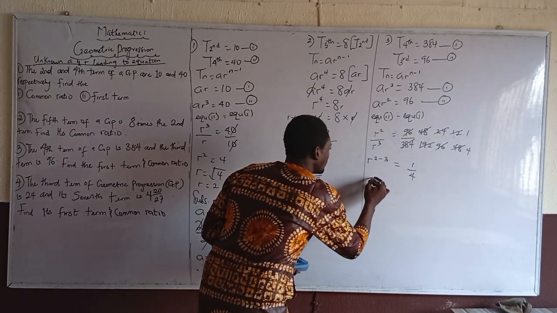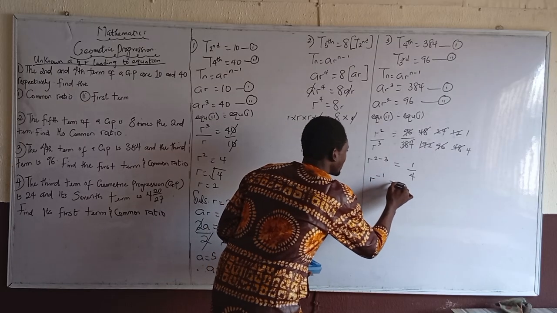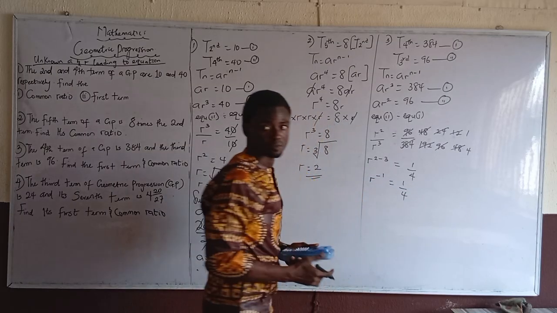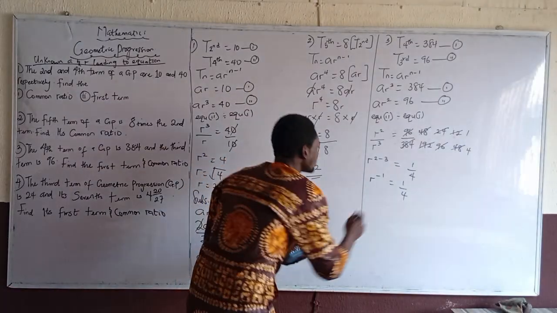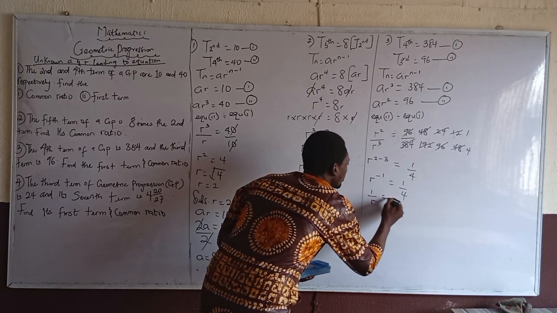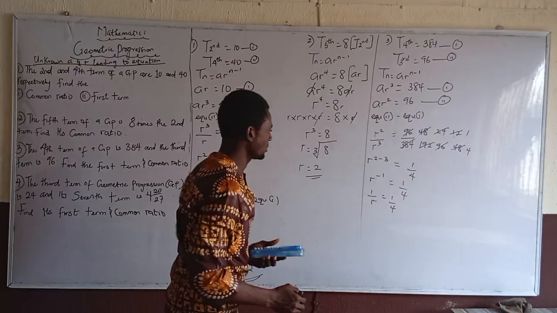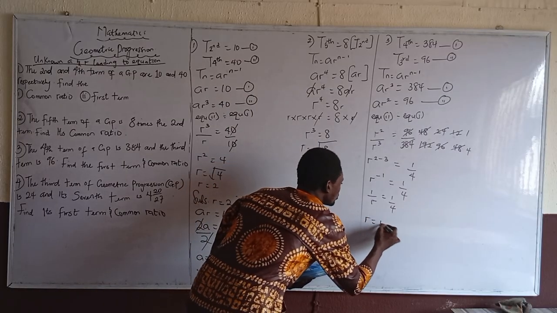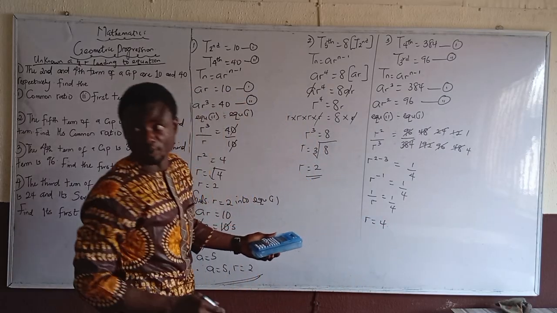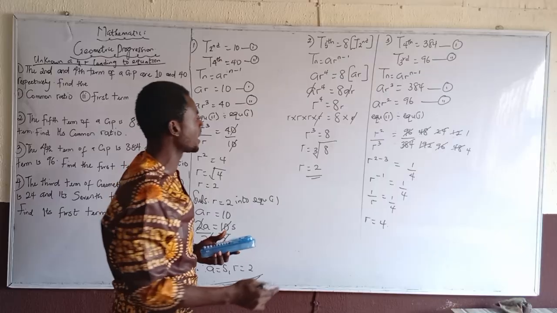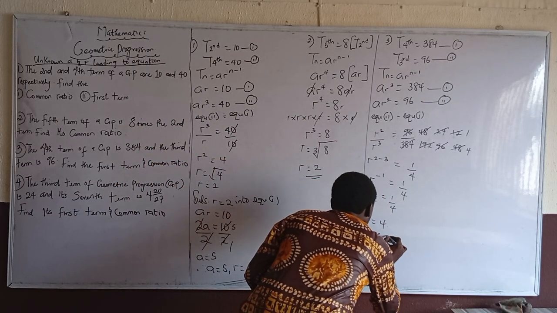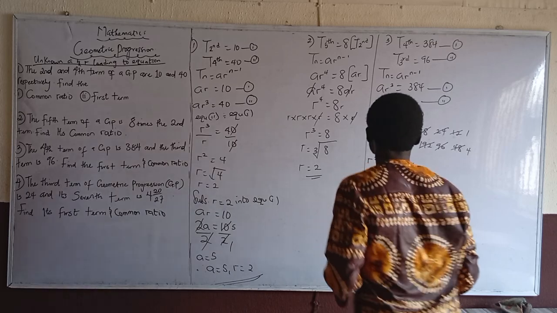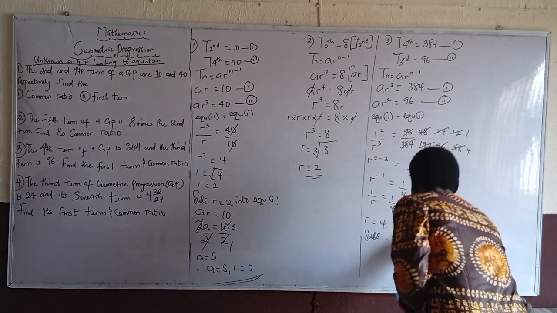So which means that R^(-1) equals 1 over 4. Now don't forget, I'm looking for R. So here becomes 1 over R equals 1 over 4. So my R is equal to 4 when it becomes multiplied. So from here, I will now substitute R equals 4. I can substitute into any of the equations.